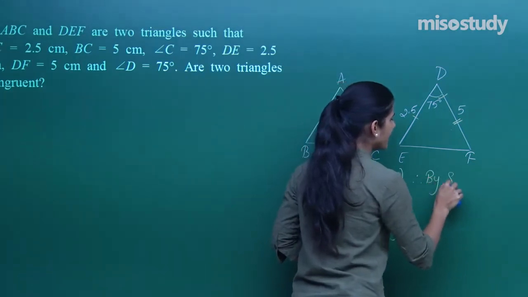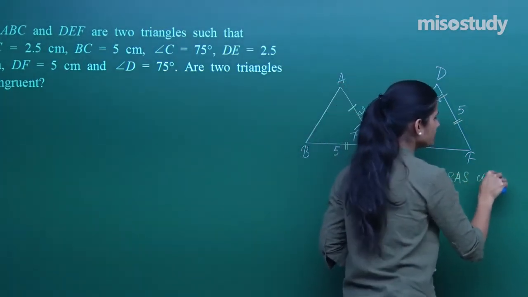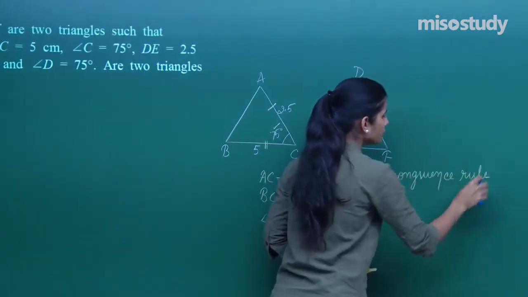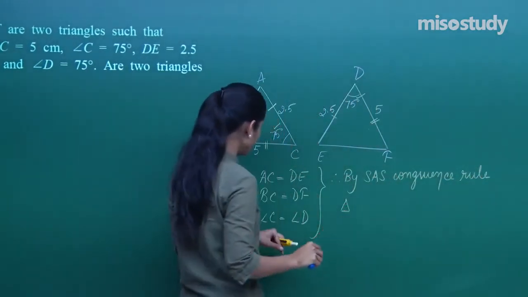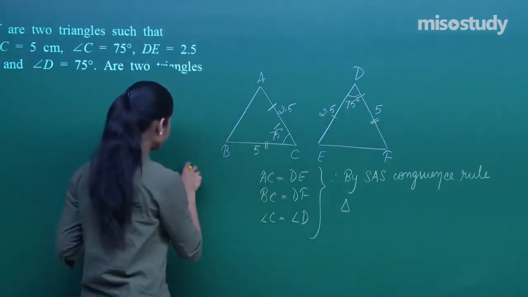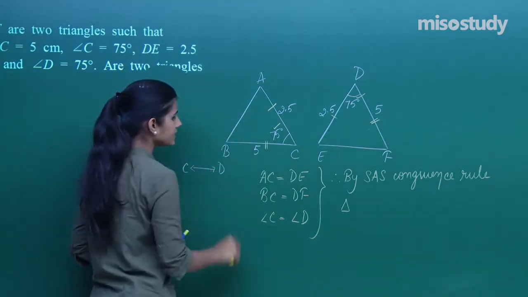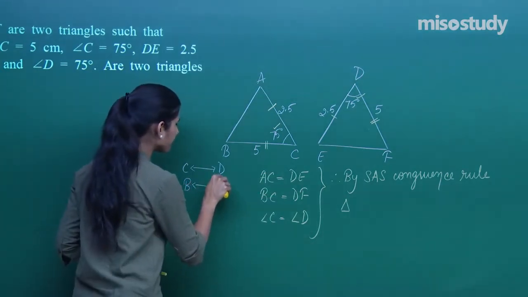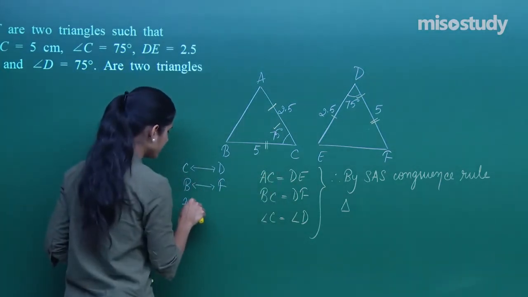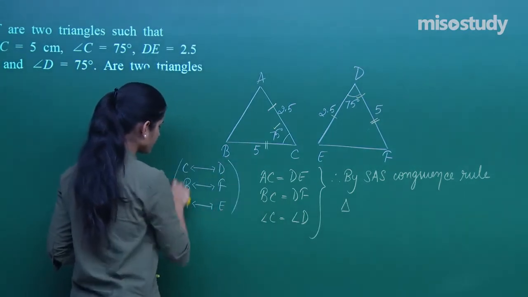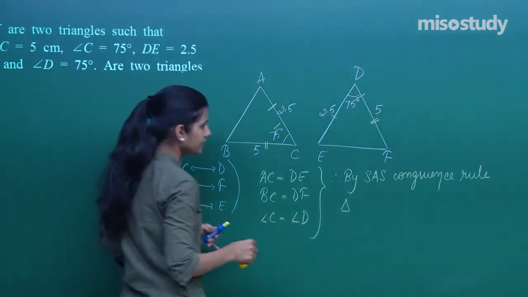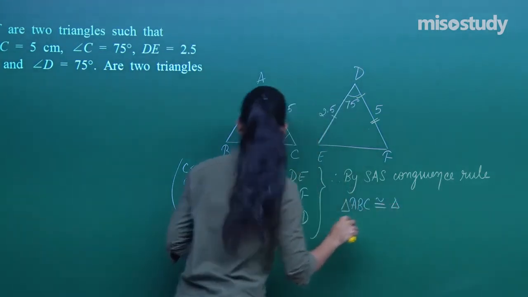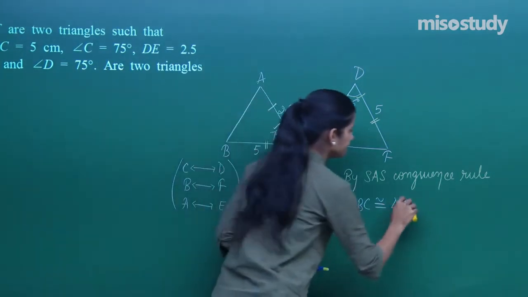Therefore, by SAS congruence rule, which triangle is congruent to which triangle? C is corresponding to D. Perfectly, C is corresponding to D. So, B is corresponding to F and A is corresponding to E. So, I have triangle ABC is congruent to triangle EFD.